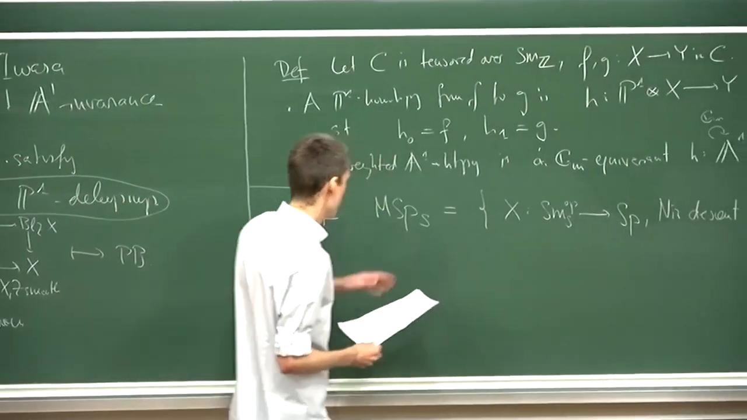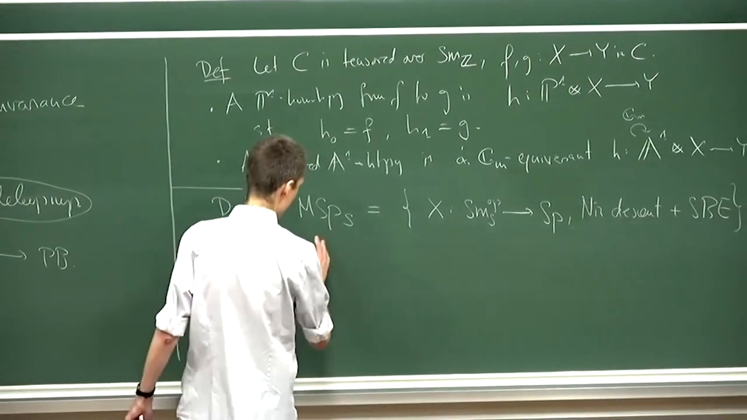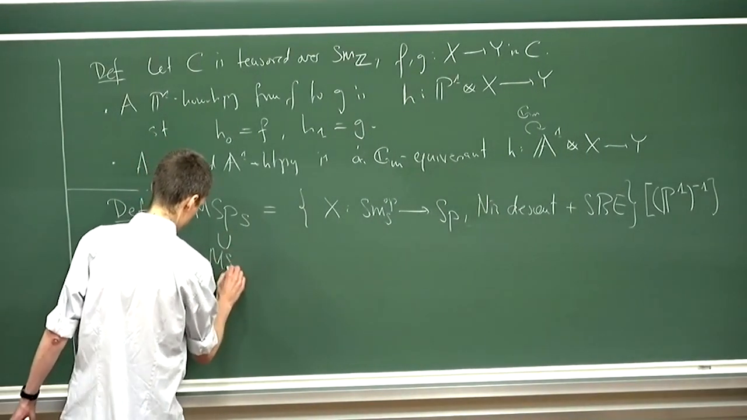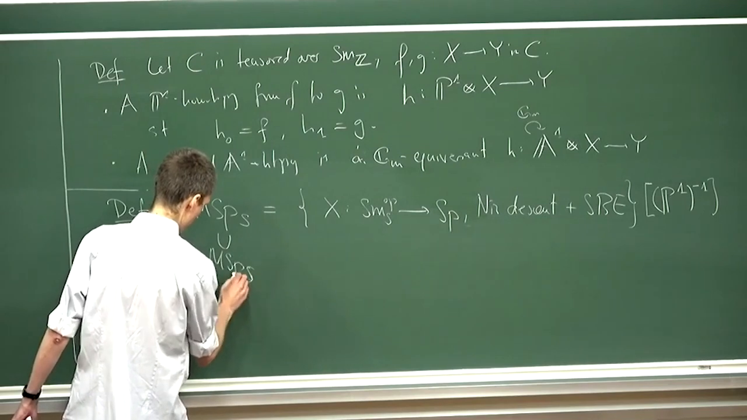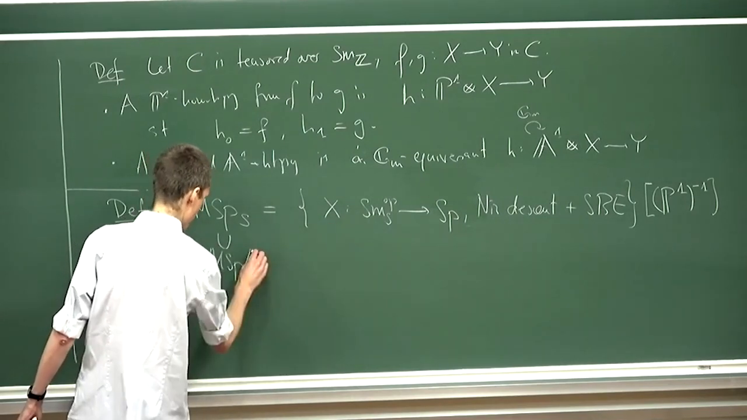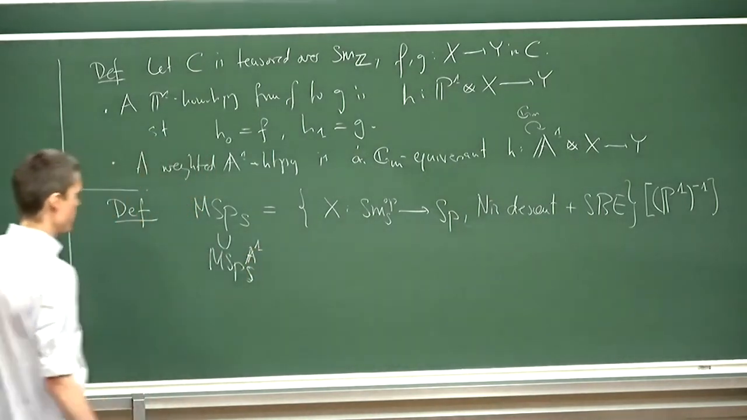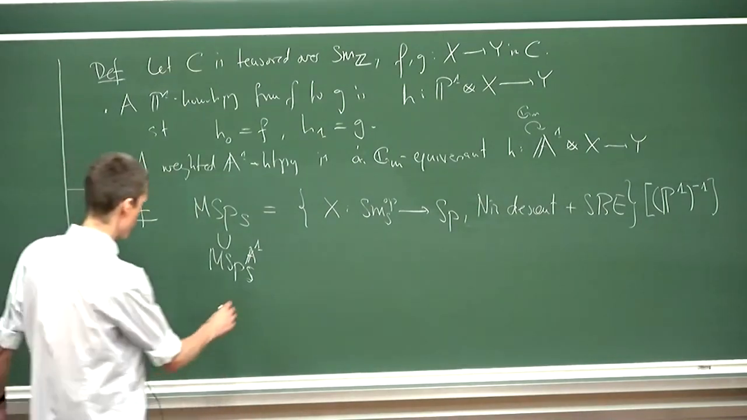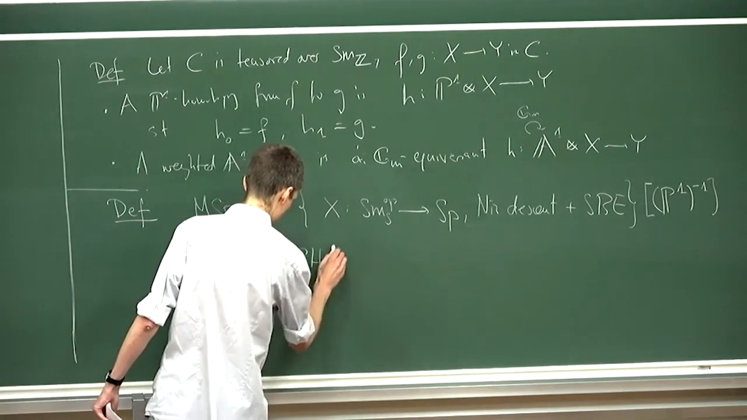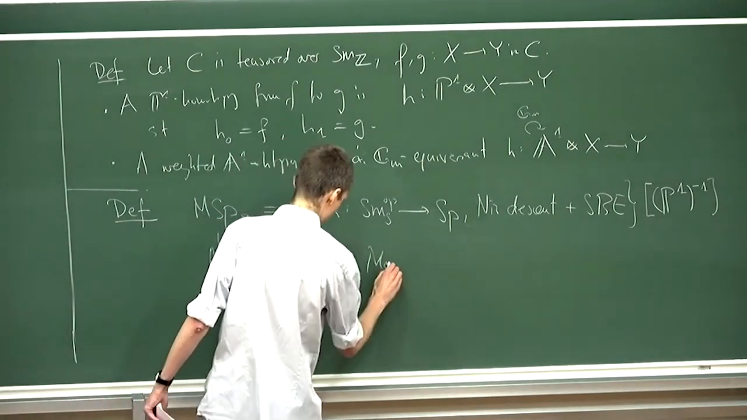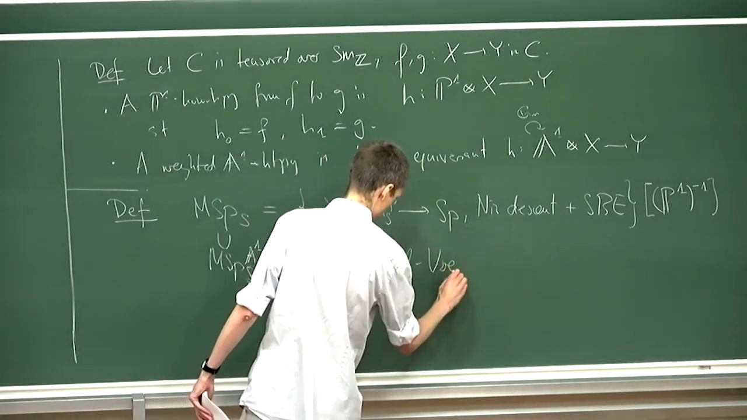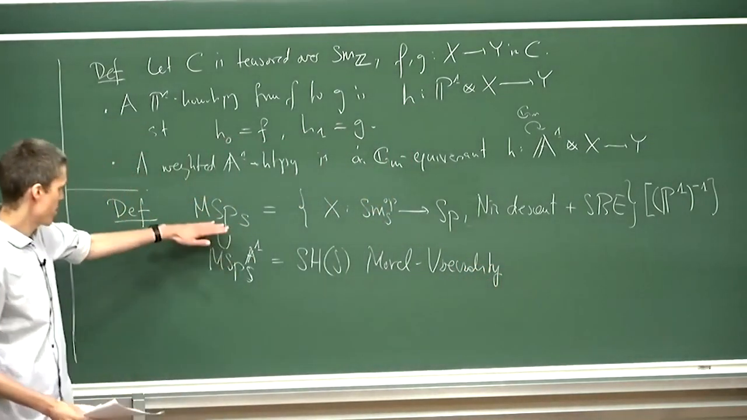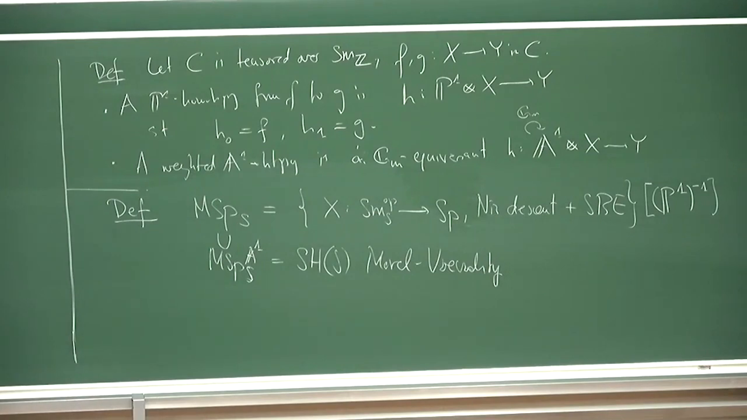Okay, so this is what we call motivic spectra, and the first thing you can note is if you look at the subcategory of this spanned by the A1 invariant things, then this is the usual stable A1 homotopy category, which is usually called SH of S of Morel and Voevodsky. So we just recover this as a subcategory of A1 invariant objects in these motivic spectra.